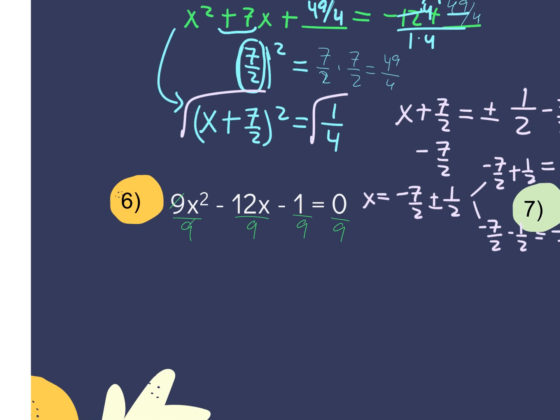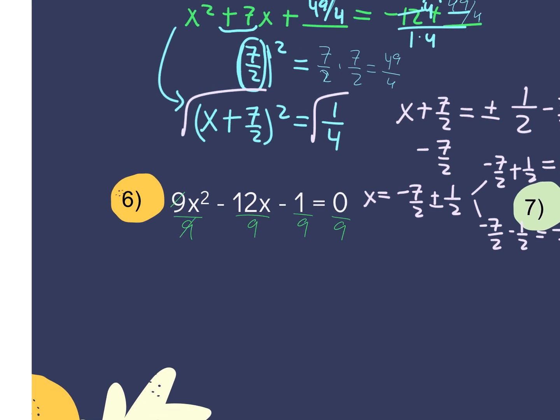And then doing that, the 9 and the 9 are going to cancel. And then I get x squared minus 12 over 9. What does that become? 4 over 3 x. And then can't do anything more to 1 over 9, so I leave it alone. Equals 0 divided by 9 is just 0. And so we get this as our new equation.